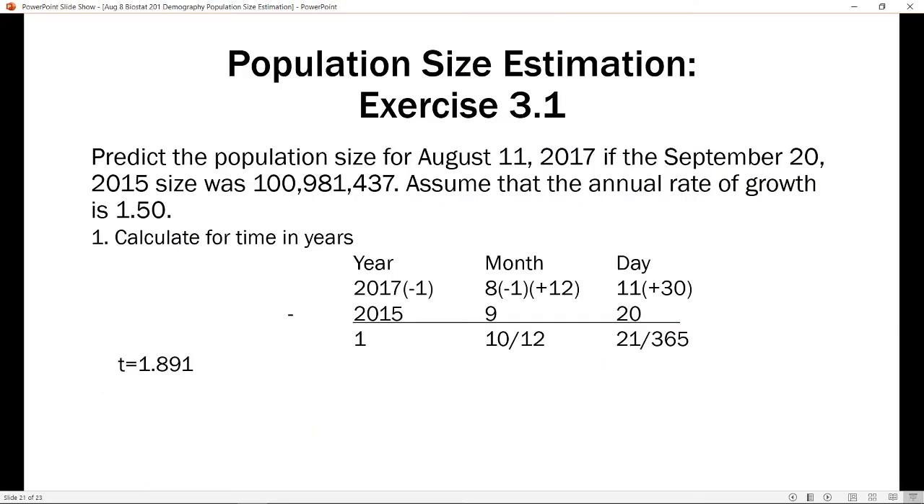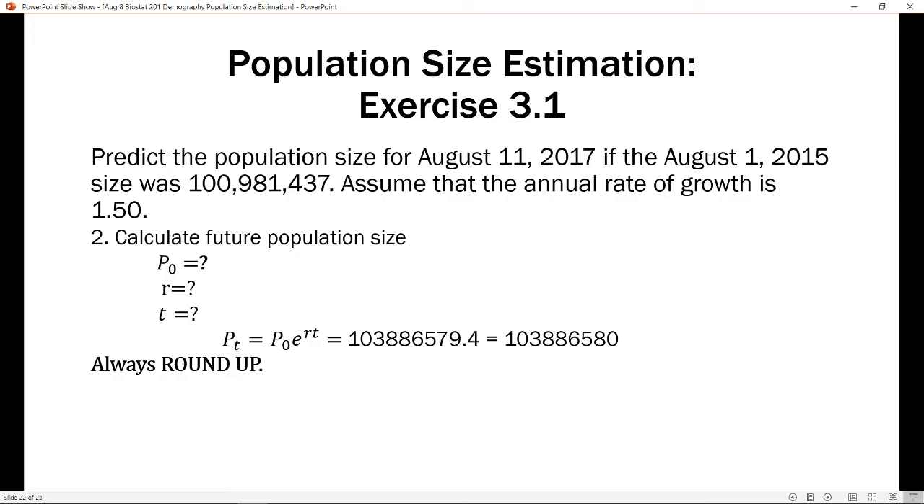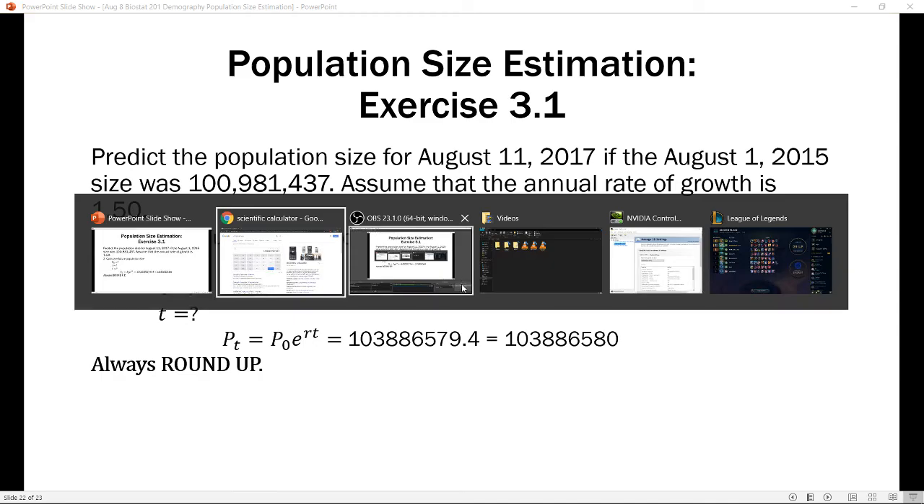Okay, first, let's do the next step, which is identifying other components of our formula. Other components of our formula would, of course, be past population size and annual rate of growth. Past population size would be 100,181,437, and annual rate of growth would be 1.5. Okay, next step would be to substitute these values into our formula. And we'll go back to our calculator.